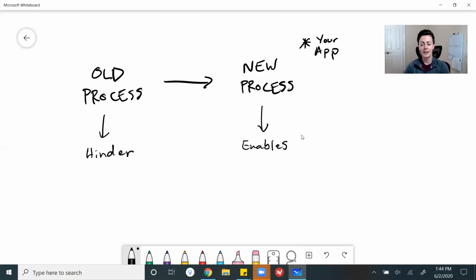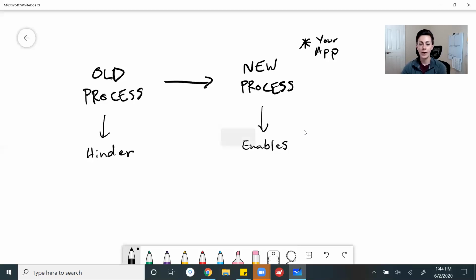And ultimately, when they add on new roles, ideally, the company should be growing, right? Making more money. So the old process hinders, the old process is what you're solving, and the new process enables. The new process is your app.